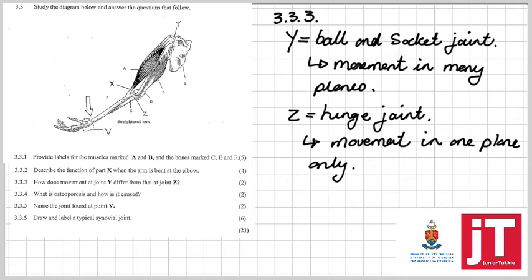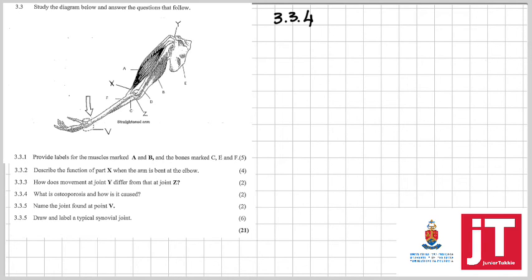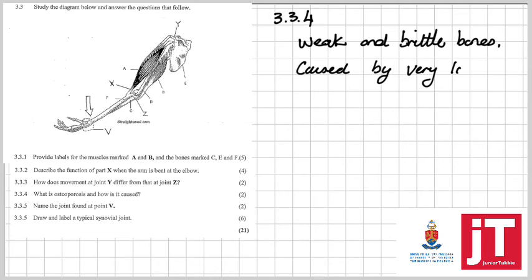What is osteoporosis and how is it caused? Well, osteoporosis is where the bones become very weak and brittle, and it's usually caused by a lack or a low calcium uptake into the bones. Some other lifestyle factors may also be to blame here. So in other words, somebody that's not physically active enough would cause the bones to become a little bit less strong. Somebody who's more active would generally have stronger bones.